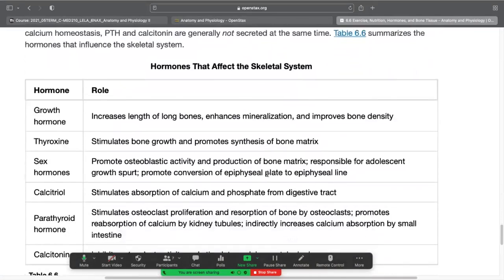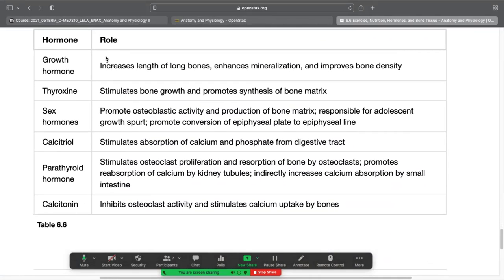Other hormones. Well, let's look at hormones. We already talked about growth hormone. That's obvious. It's going to improve growth. Thyroxine. If you recall, we talked about how the thyroid gland is really important in metabolism. And it's also important in growth. Sex hormones. Remember puberty. That's also important. Calcitriol. We already talked about that regarding calcium. And parathyroid hormone stimulates osteoclasts.